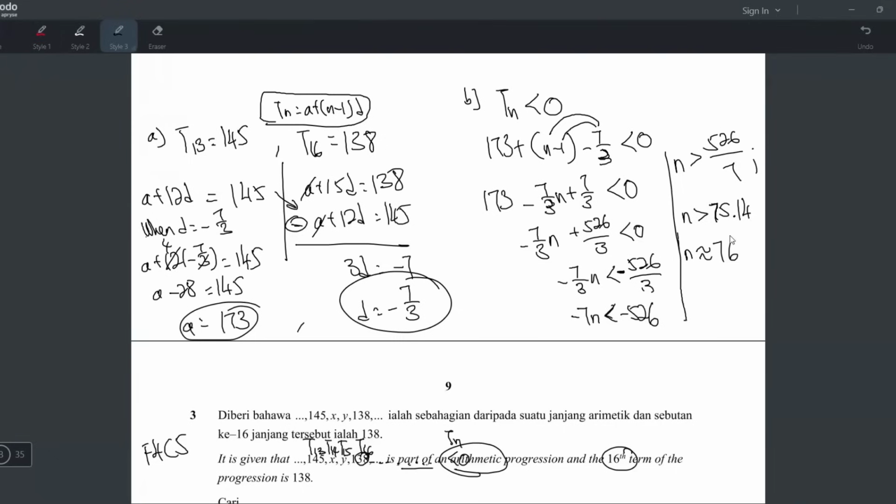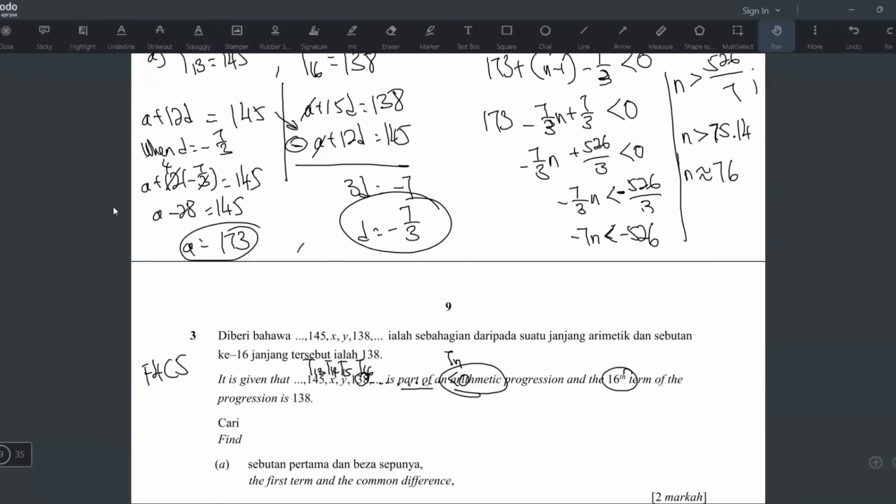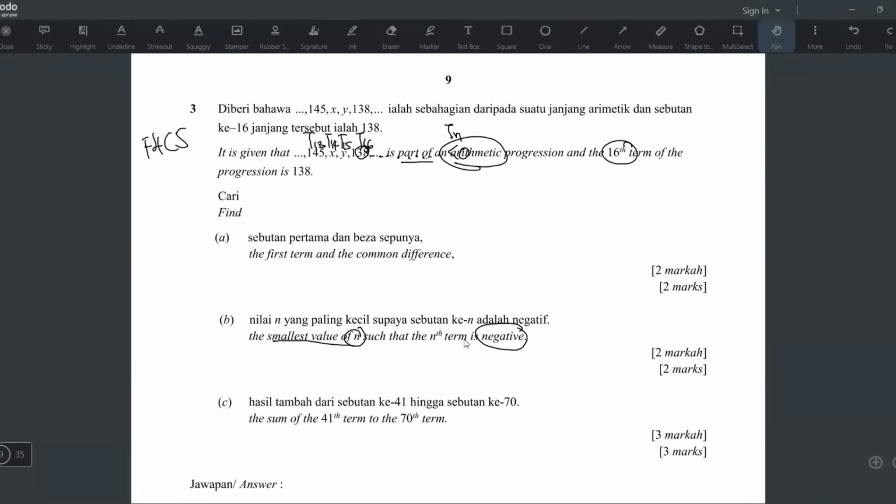But the smallest value of n would be 76. The smallest integer that is nearest to this is 76. So that's the answer. So your n is 76. And the question also asks you to find n only. So that's the answer. Okay?